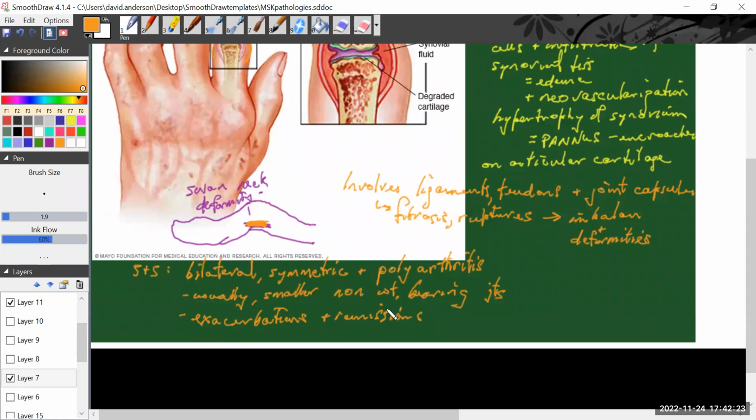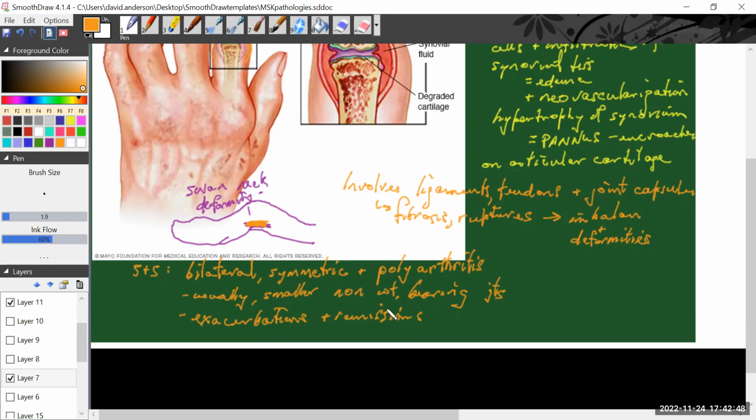It's an indicator. So we know that the distal interphalangeals are typically not involved, so that helps us differentiate from osteoarthritis. If the spine is involved, it's typically cervical, so that fits with smaller, non-weight bearing. And the joints that are involved are painful on palpation. So you do a physical exam, they're painful to touch.